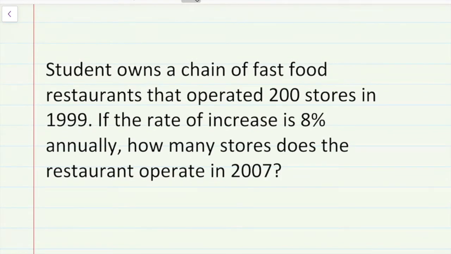A chain of fast food restaurants operated 200 stores in 1999. Look at this, guys, increase, it's going up. If the rate of increase is 8% annually, how many stores does the restaurant operate in 2007?